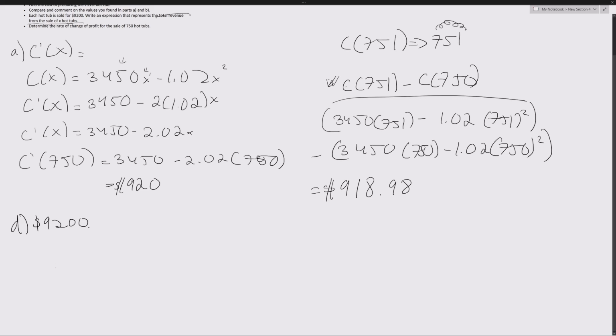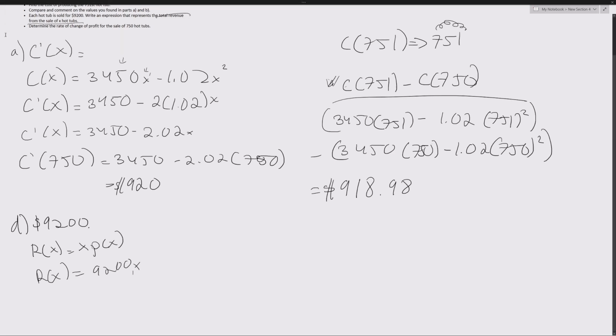Well, that's very simple, right? Revenue was the price times the amount of units you sell. So what is our price? Well, our price is 9,200, and so our revenue function is 9,200x. For part E, we need to determine the rate of change of profit for the sale of 750 hot tubs. That is where some people also might get confused.